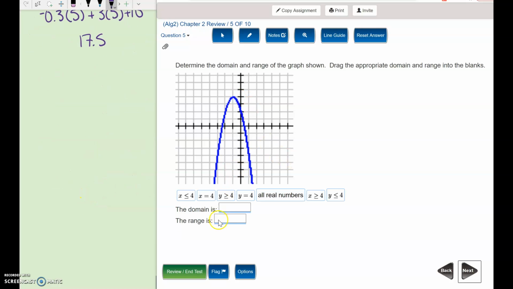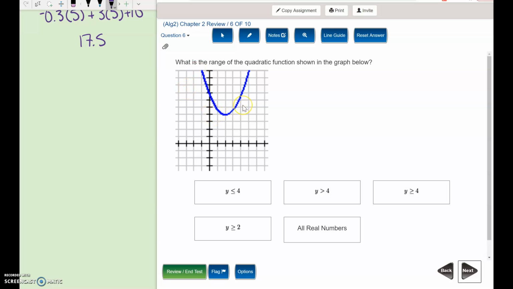Okay, this one, the domain. The domain is always all real numbers. Grab it with your mouse and drag it into that blank. The range is, this is a maximum value, so it has to be less than, and range is always your y's. So anything that says x, ignore it. Y is less than or equal to 4.